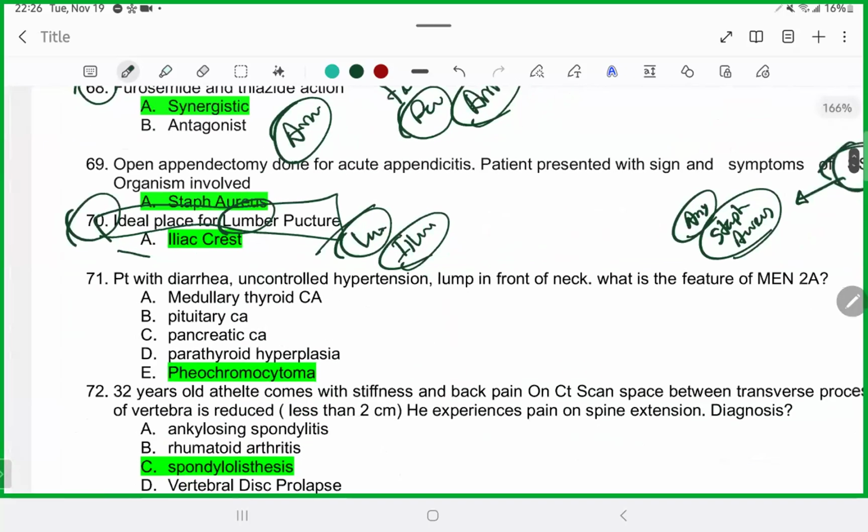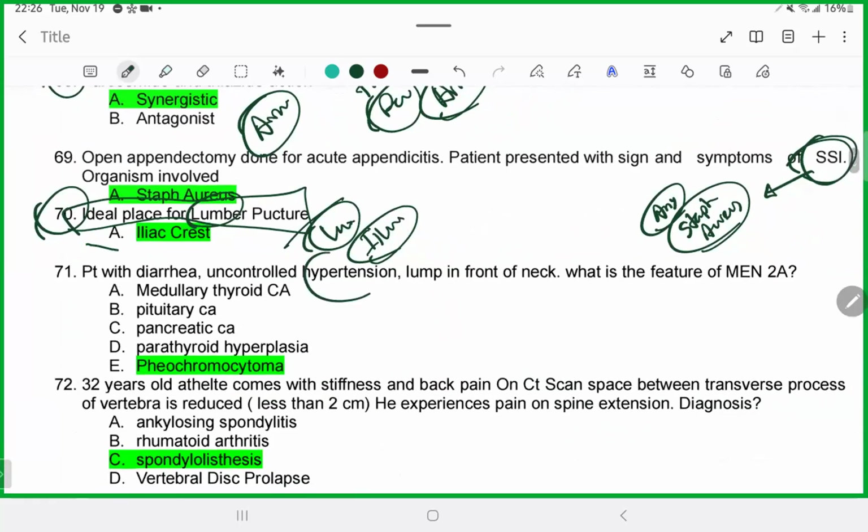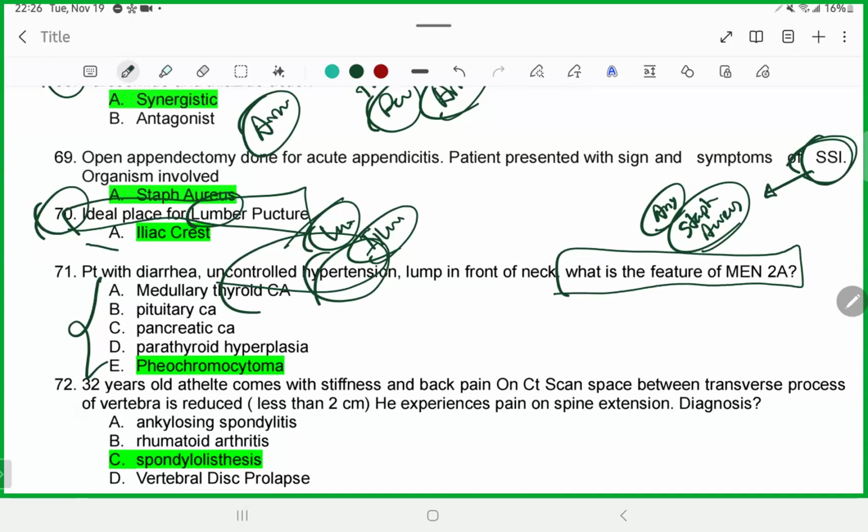We all know it. Patient with diarrhea and uncontrolled hypertension. What is the feature of MEN 2A? See, we all know what they are asking. They're just asking, among these, which one is the feature of MEN 2A?